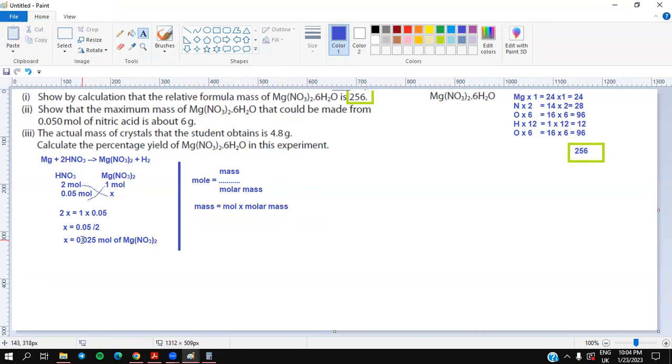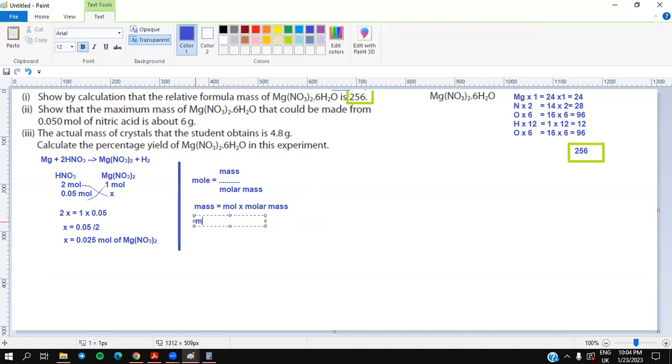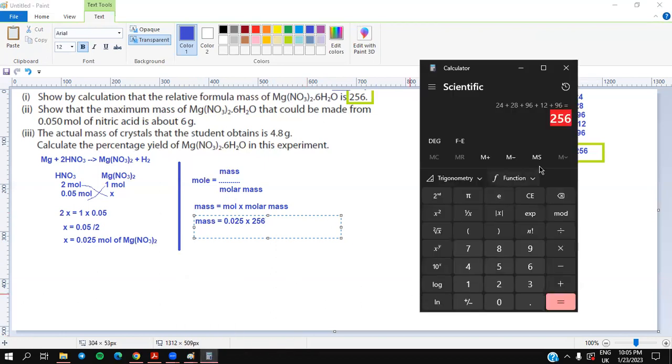I think moles we have found out. Yes, moles are there. So the mass is equal to moles, 0.025, into what's the molar mass of magnesium nitrate? We calculated earlier, 256. We'll multiply 256 by 0.025. The answer is going to be 6.4.